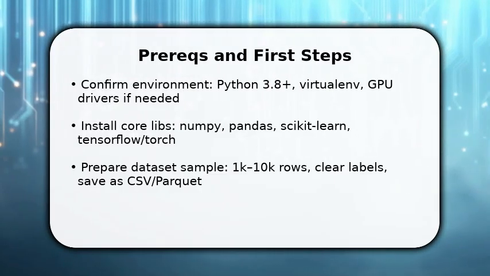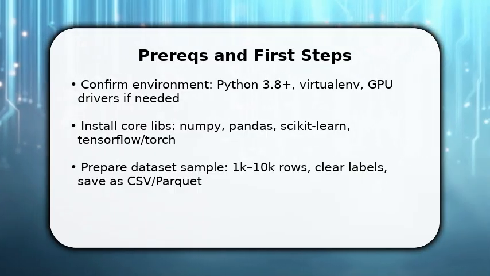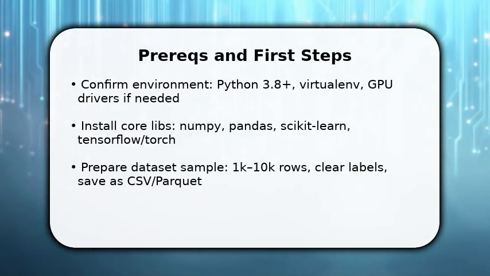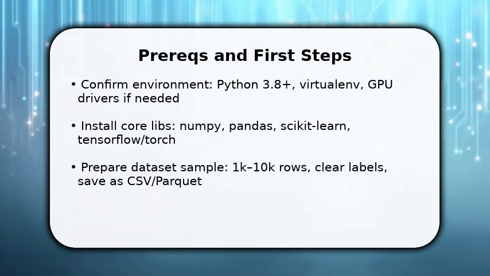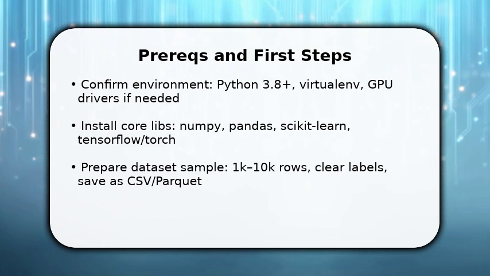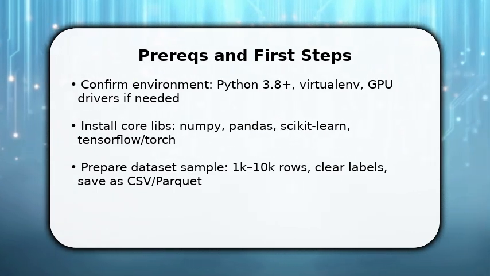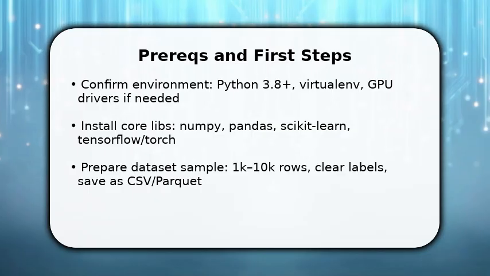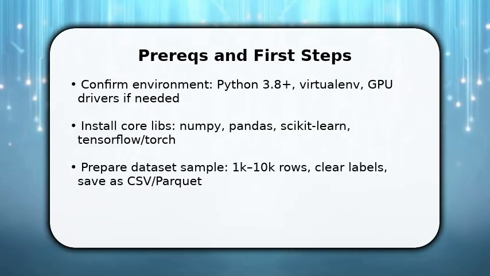Next, pip install NumPy, Pandas, and your chosen ML framework so you can prototype immediately. Then load a representative dataset sample, 1,000 to 10,000 rows, and inspect labels and missing values. Doing this now saves time later when you start model iteration.